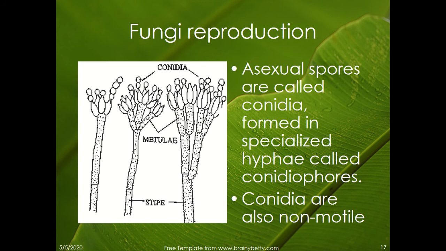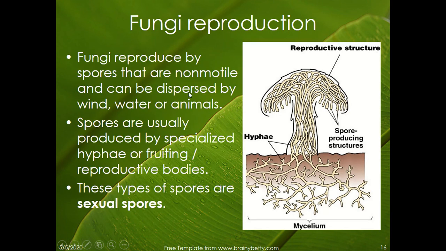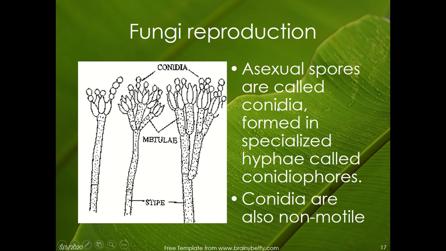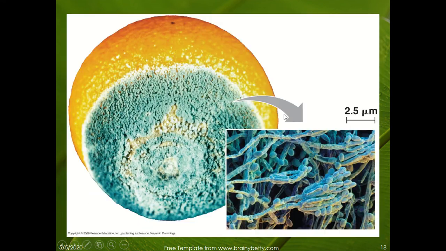Then we also have another type of spore, which is an asexual spore, known as conidia, that forms in specialized hyphae called conidiophores, and they are also non-motile. So the sexual spore is known as a normal spore, and the asexual spore is known as conidia.